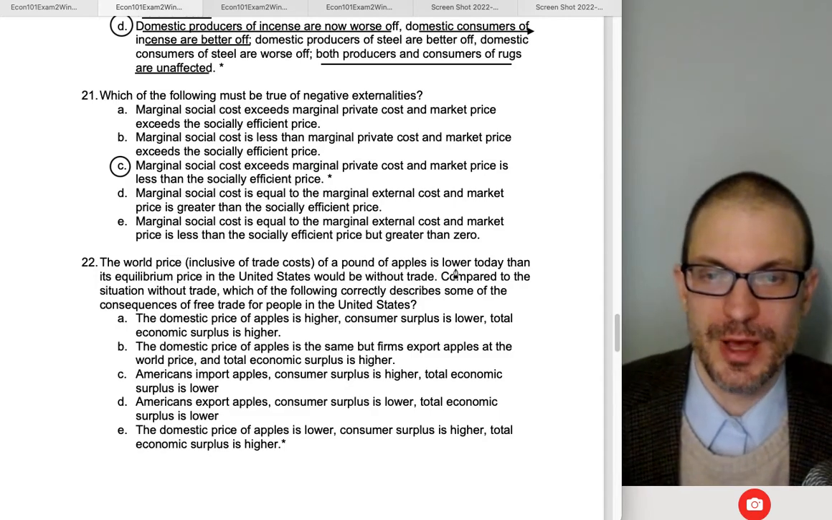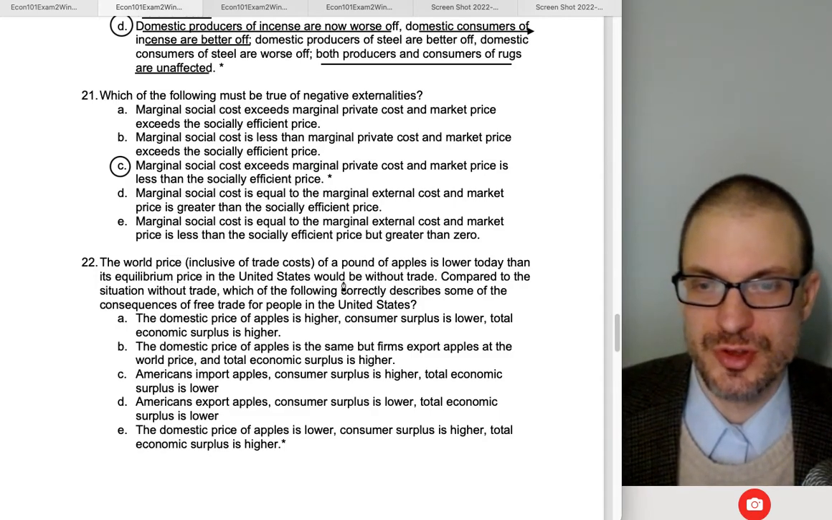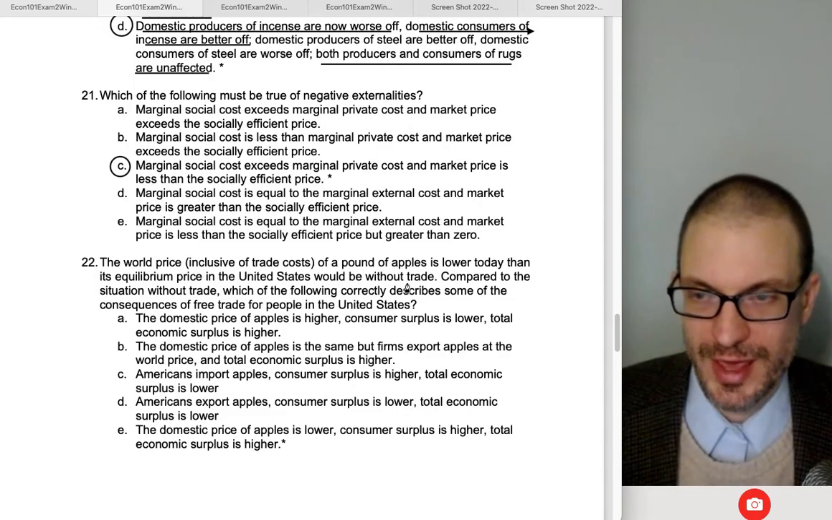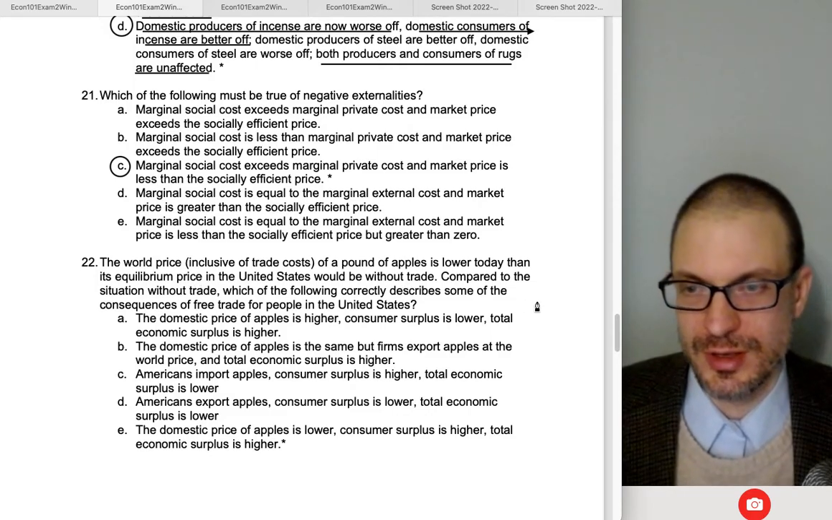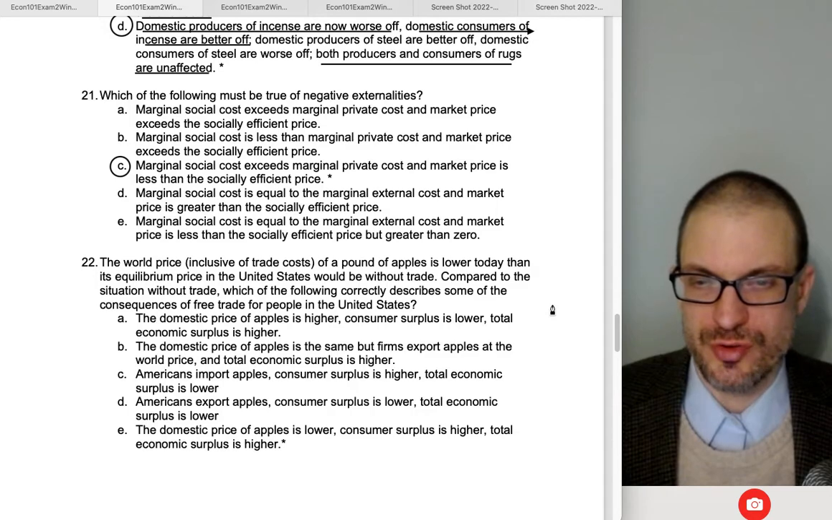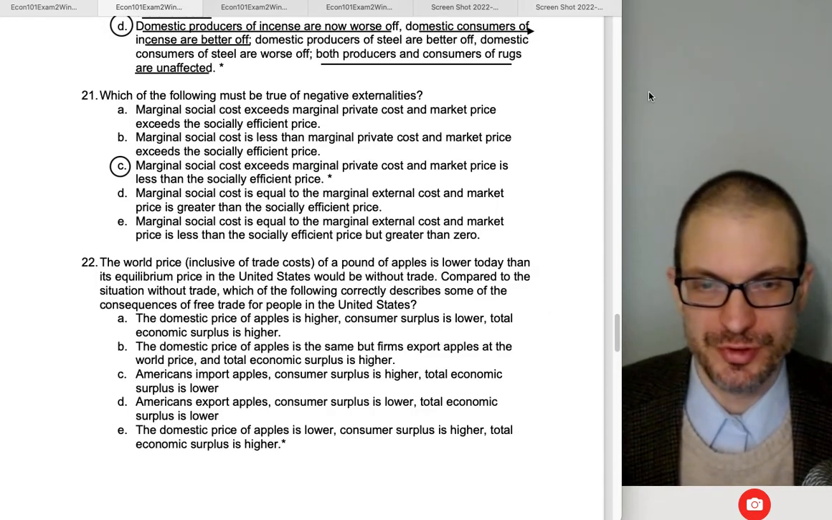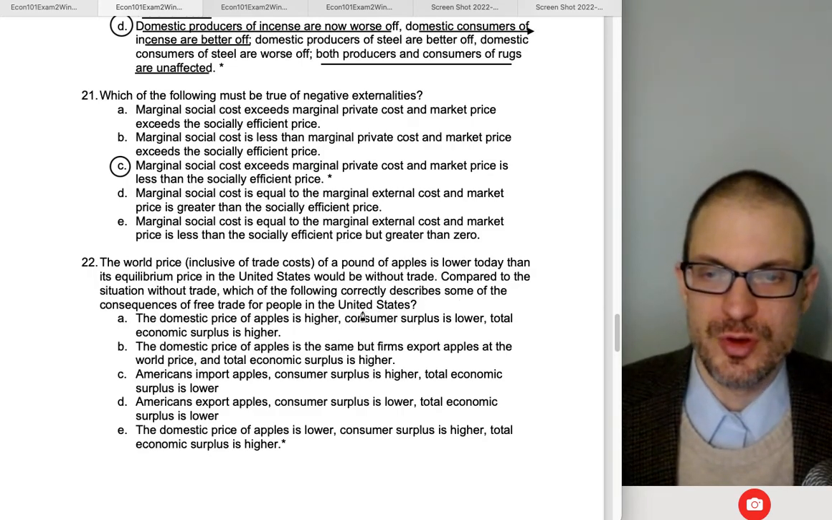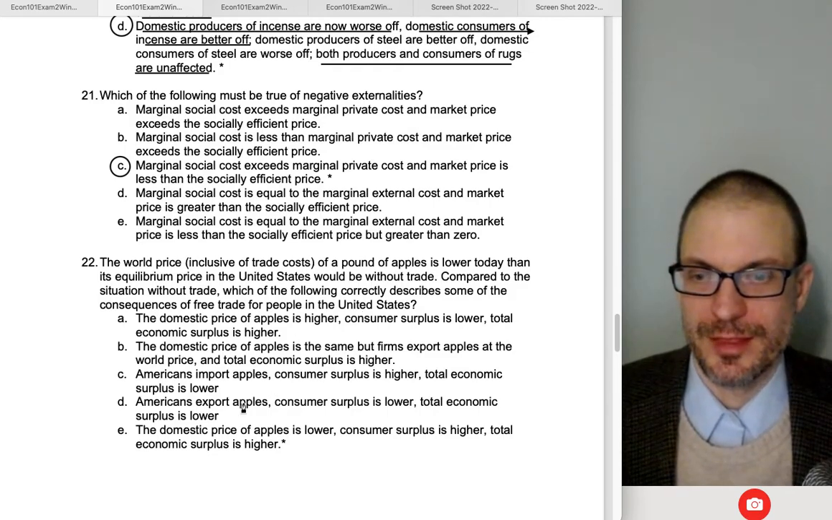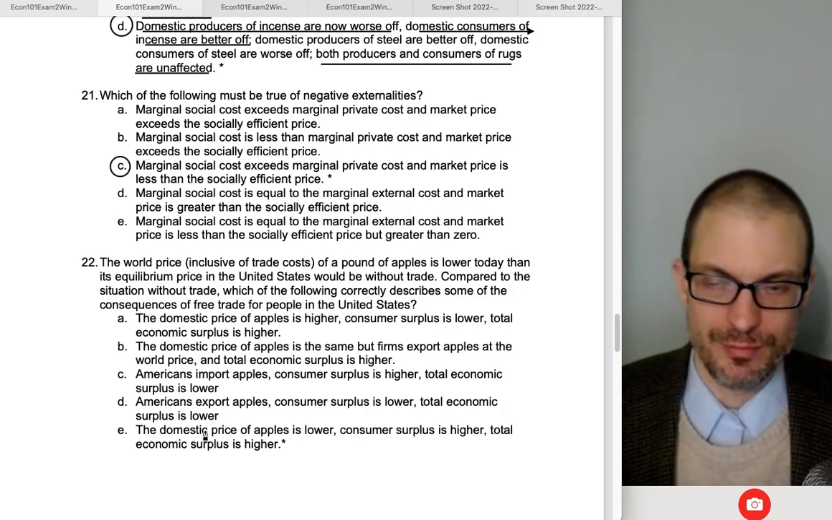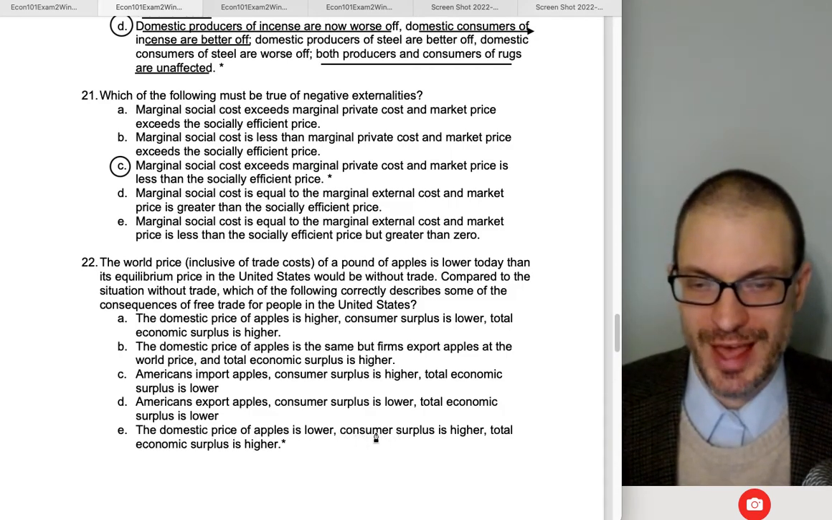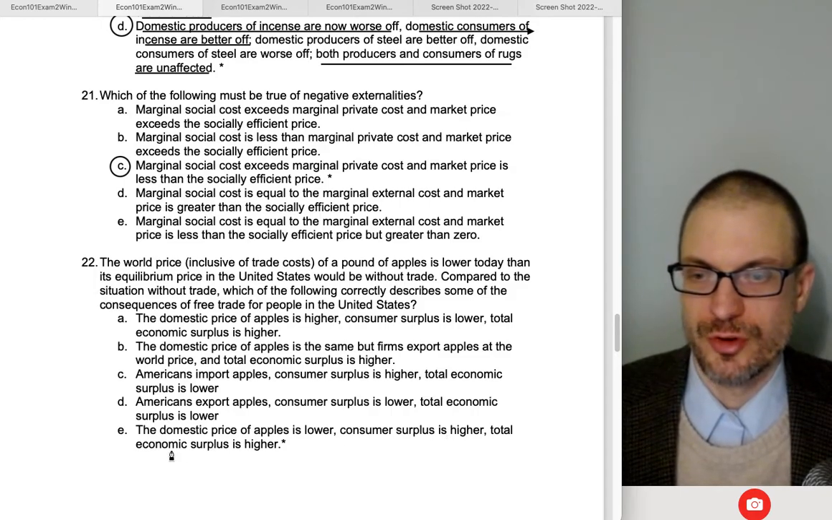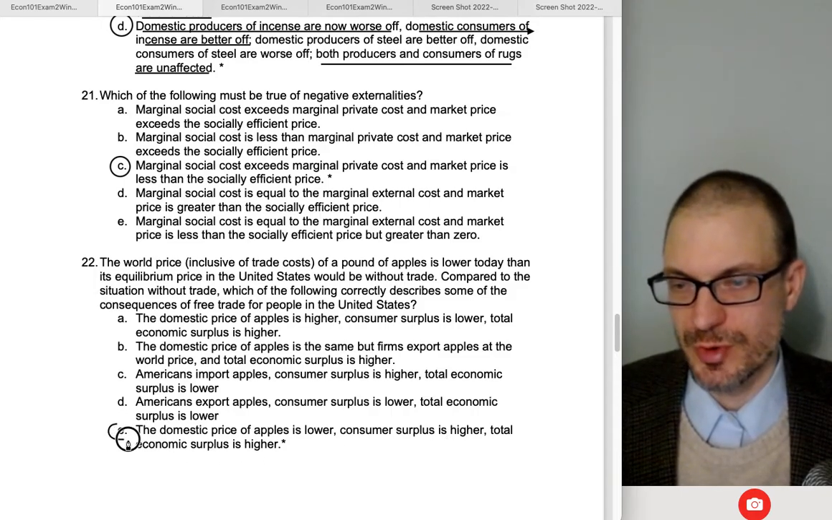The world price of a pound of apples is lower than the equilibrium price in the U.S. would be without trade. Lower today than it would be in the U.S. without trade? Let's see. Without trade, the price is going to be higher, so the U.S. lacks a comparative advantage in apples. Compared to the situation without trade, what happens to the consequences of free trade? So if the U.S. lacks comparative advantage in apples, the U.S. is going to import apples. So domestic price is lower, prevailing price is lower. Consumer surplus is higher when importing apples, and then total economic surplus is higher, so it's this one.